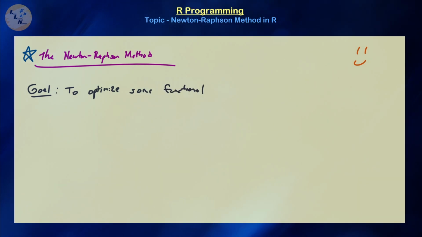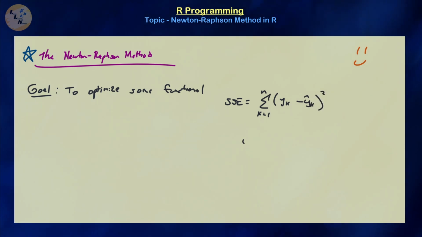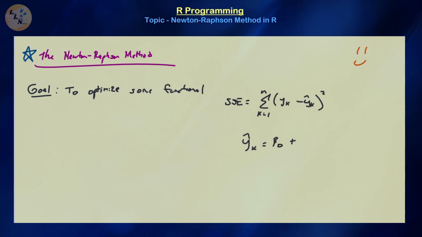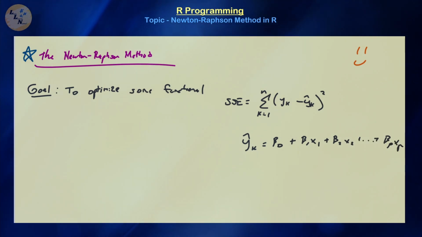In the realm of statistics and regression, for example, a function that we often minimize is the error sum of squares, right? Which is the sum from k equals 1 to n of our y value minus the predicted y value, y hat k, where y hat k has the form beta 0 plus beta 1 x1 plus beta 2 x2 all the way down to, say, beta p xp.